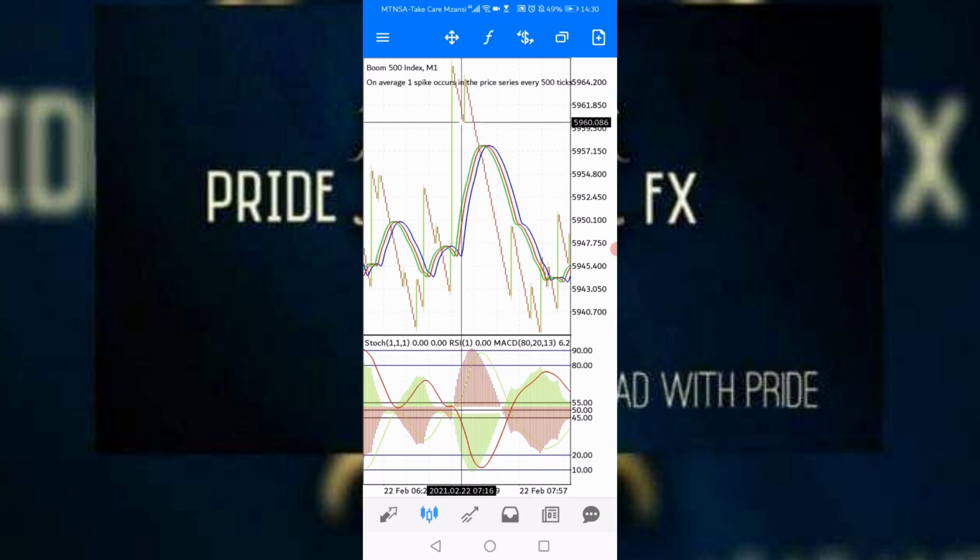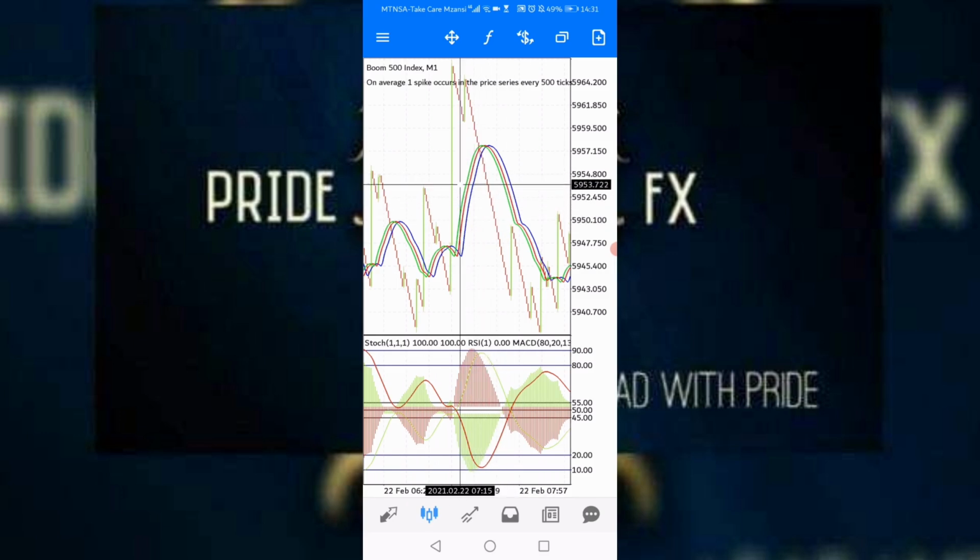Okay, so what we are looking for is not the spikes. So you see the spikes that's happening here. We don't want to focus on the spikes. We want to focus on the ticks of the market. So these small bars that we're getting going down, these are the ticks of Boom and the ticks of Crash.